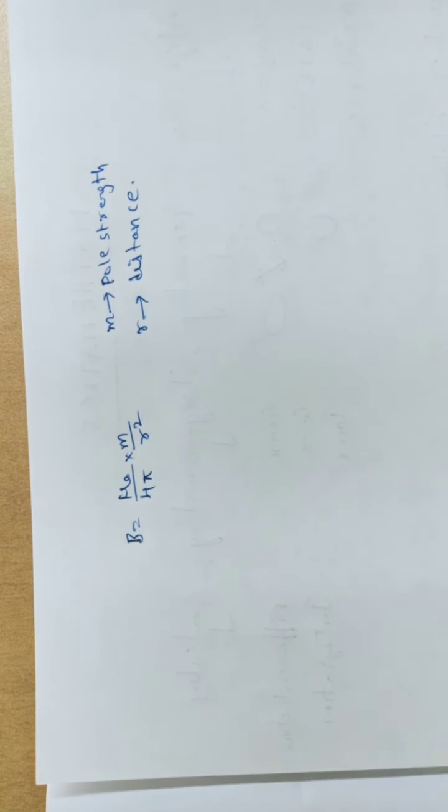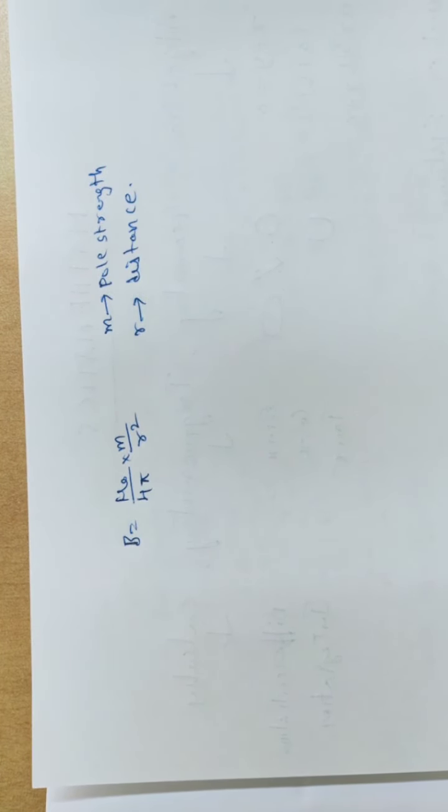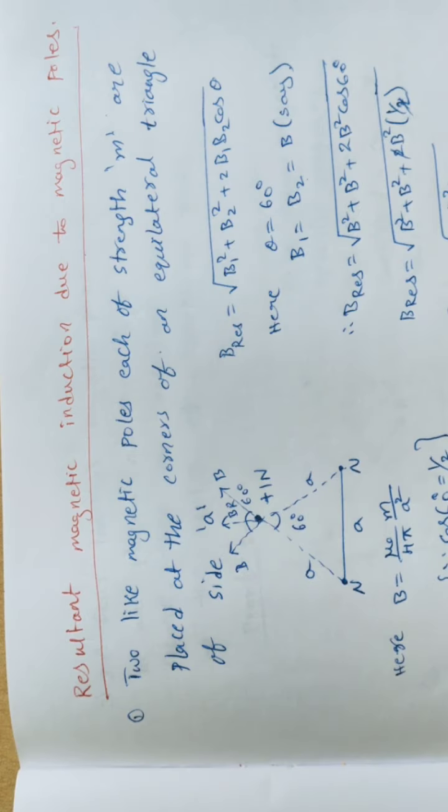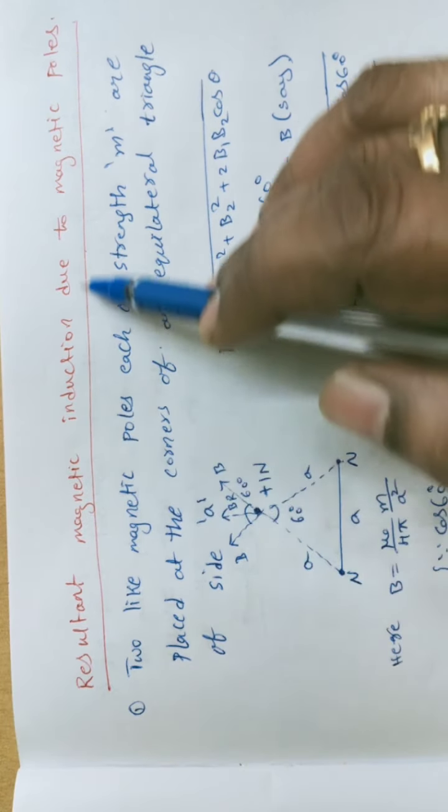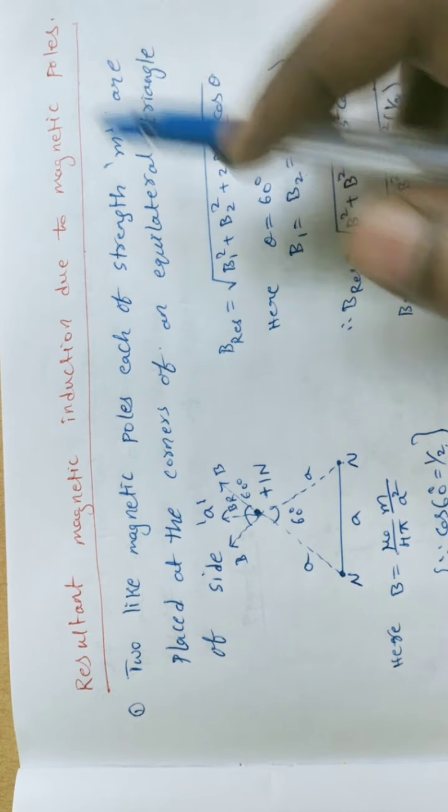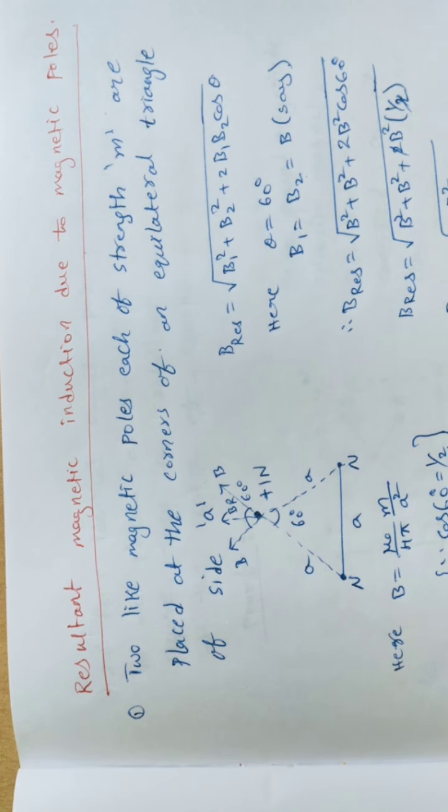See students, today, based on these concepts, we are ready to discuss a few applications, nearly 3 to 4 applications. We will go through those applications now. Okay students, see, the heading we mention is: resultant magnetic induction due to magnetic poles.